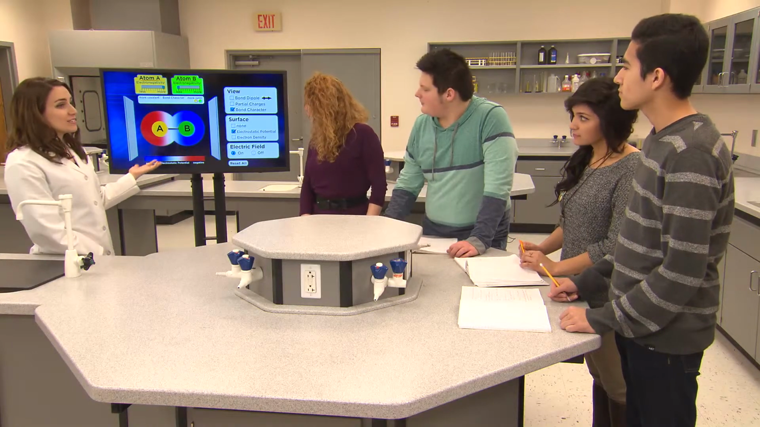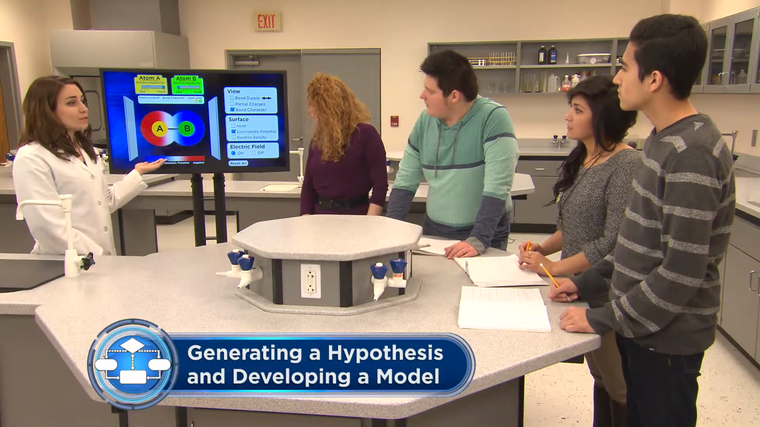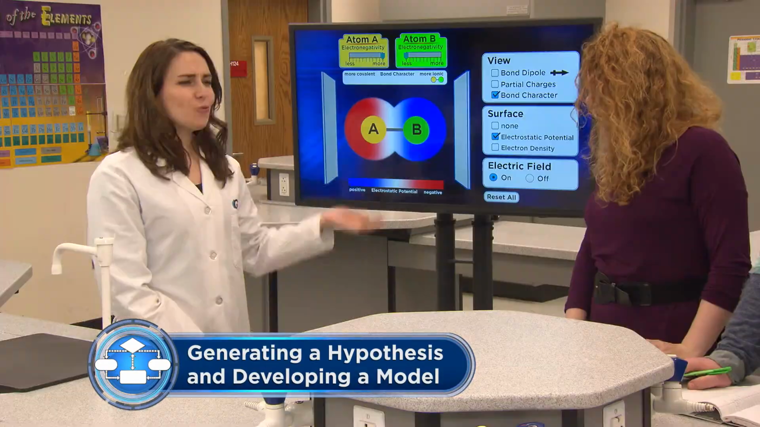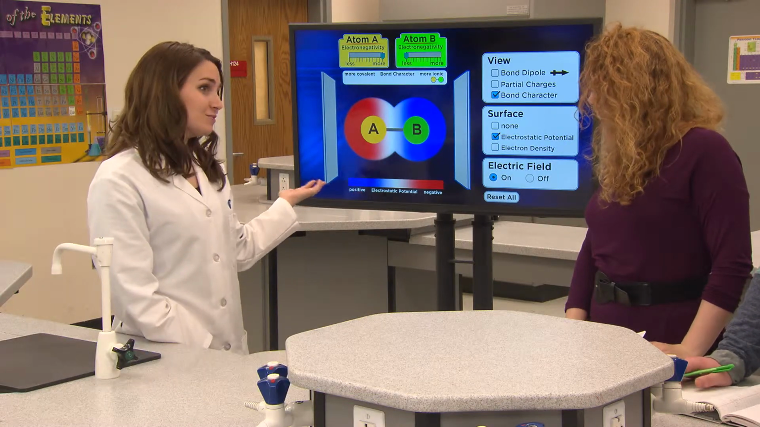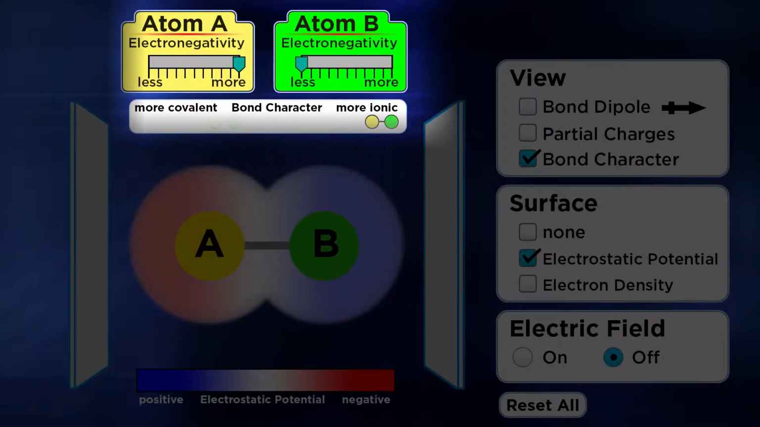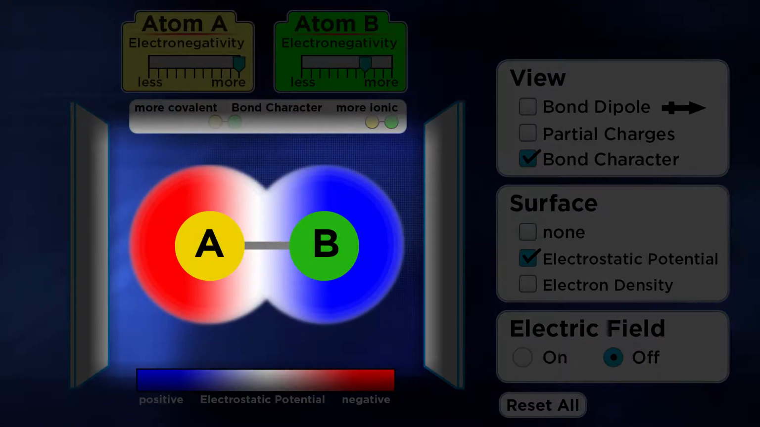Look at the colors and the electronegativity slider bars for atoms A and B. Who wants to describe what you see on the monitor? I will. Atom A has a very high electronegativity, while atom B has a very low electronegativity. Atom B has blue around it on one side, and atom A has red around it on one side.